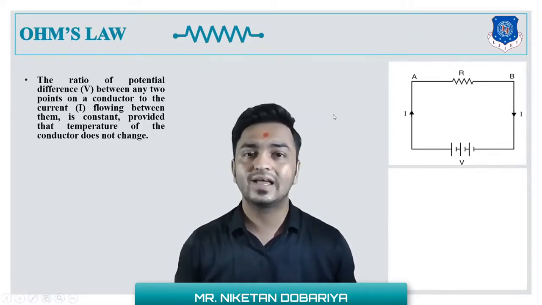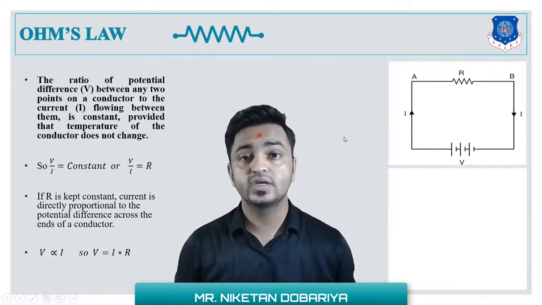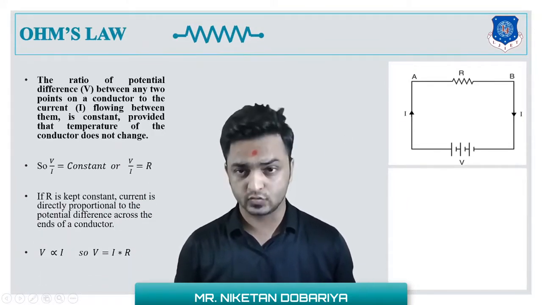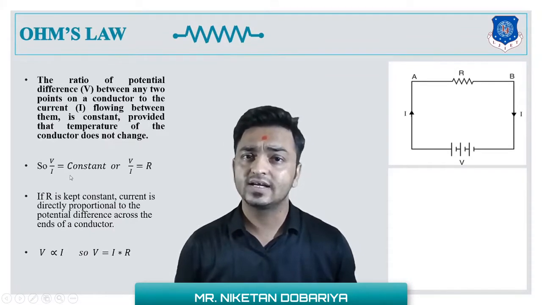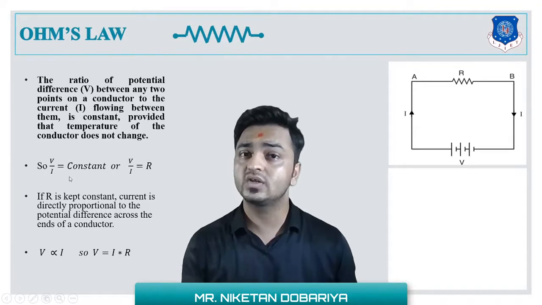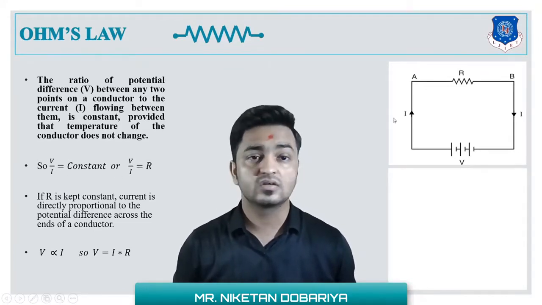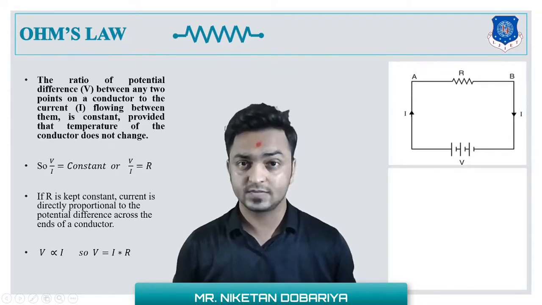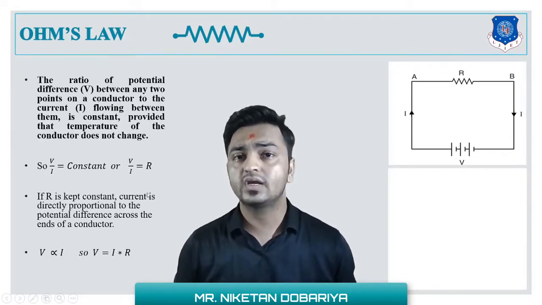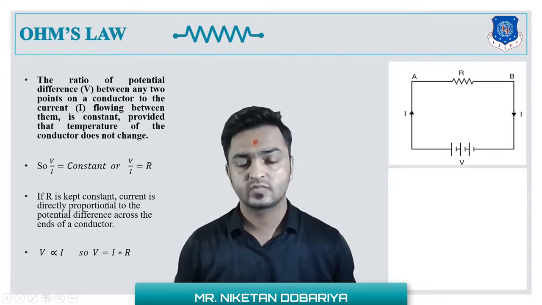So by considering that, the ratio V by I should be constant according to Ohm's law, and mathematically that is given over here. V by I should be constant, and what should be the value of that ratio? That is going to be R, the resistance of this given circuit. So basically this is the mathematical form of Ohm's law.